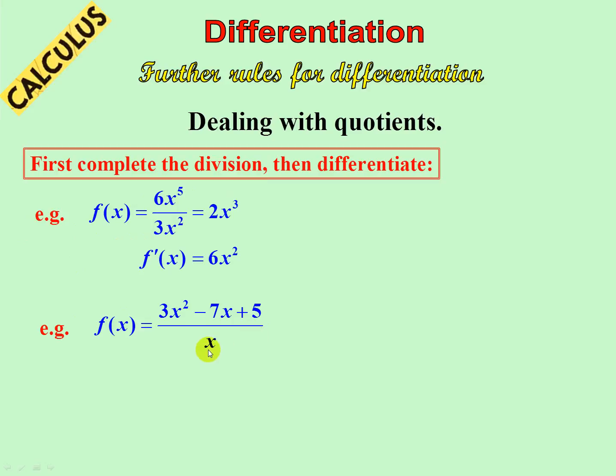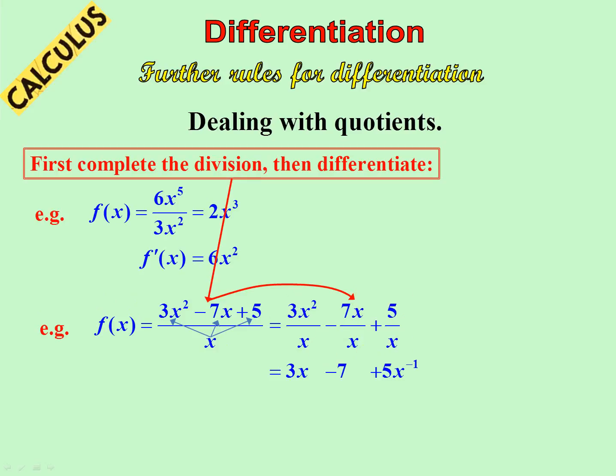There are three terms above, one below. We cannot differentiate it as is. But because there's one below, we can write each of those three terms over the x, like that. It means the same thing. It means that divided by x, which means each of these is divided by x. Now we simplify each of those, and now we can differentiate. That goes, it's constant. There we are. And we must write with positive exponent, 5 over x squared.